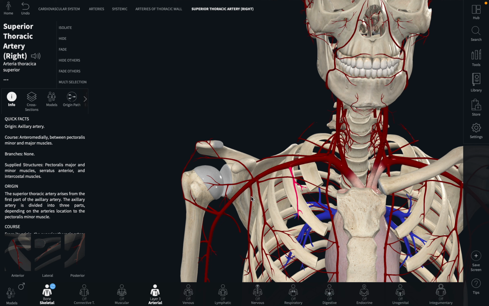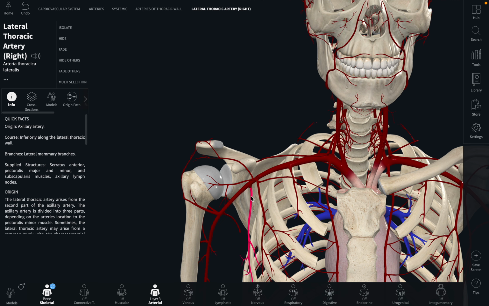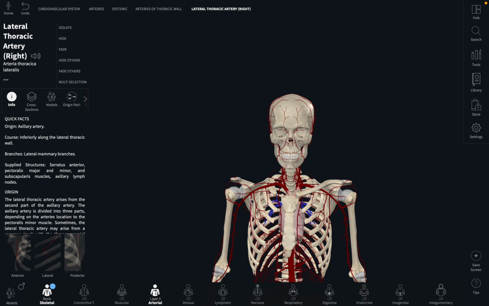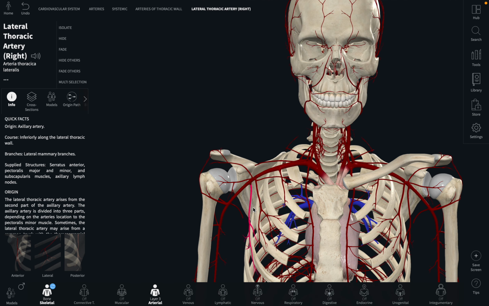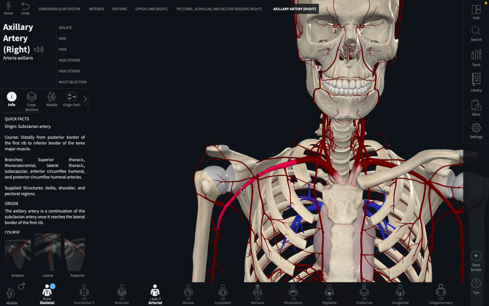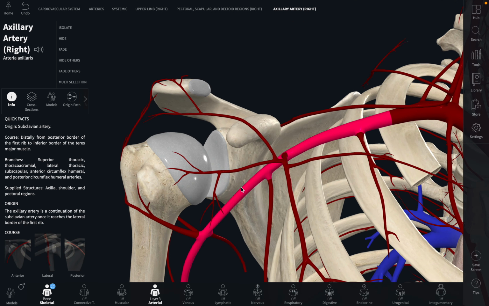Then this one is going to give you what? The lateral thoracic artery that will supply your what? Your serratus anterior and some other muscles that are related to this side. Then the third part of the axillary artery will give you three branches. The third part will give you three branches, which is the what?